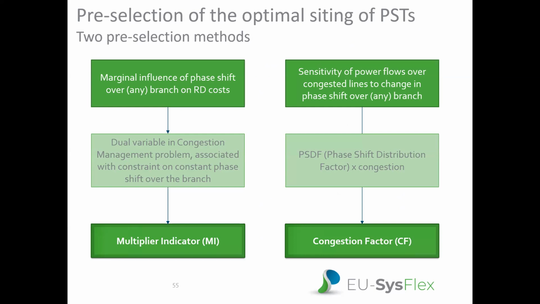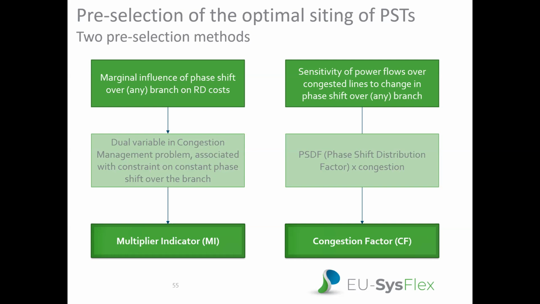So in terms of the methodology of the preselection, during the SysFlex project, we came up with two methods, both of them built on the characteristics of the solutions to the cross-border congestion management problem. In both methods, we presume that each branch in the system can be a potential location for a new PST. The first method, presented on the left side, measures the marginal influence of the change in phase shift over any branch in the system on the redispatch costs. The details of the derivation of this measure are in our paper, but I will mention here only that it is connected with the dual variables or Lagrange multipliers associated with the constraint on keeping the phase shift over the branch constant in the problem. We have named this measure multiplier indicator.